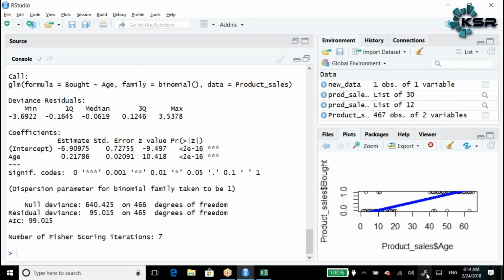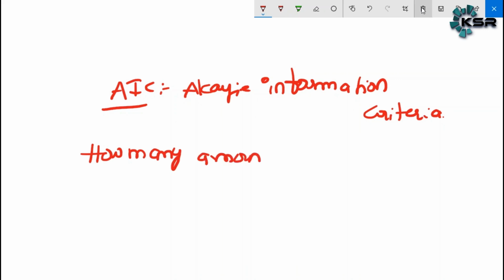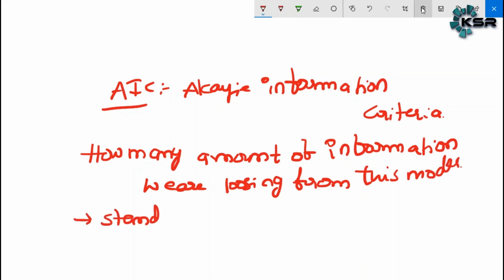AIC means Akaike information criterion. This means how much information we are losing from this model. Standalone AIC does not make sense.